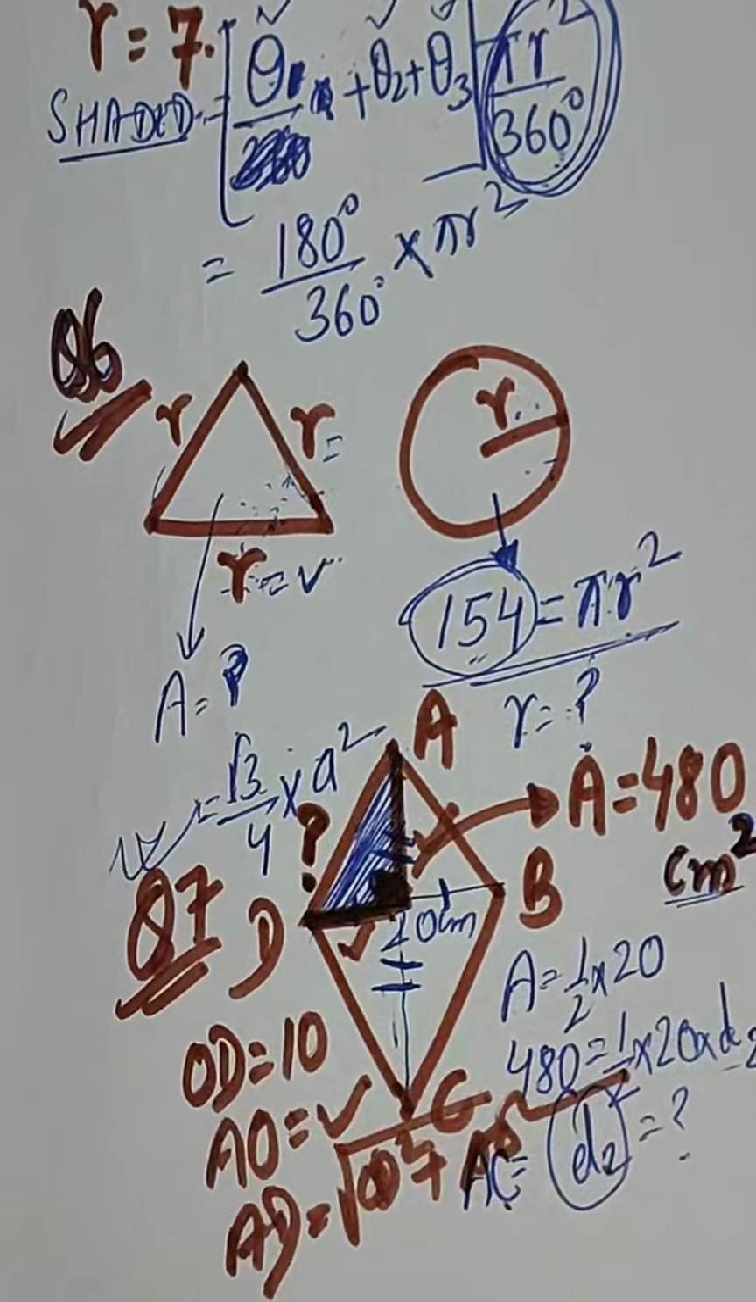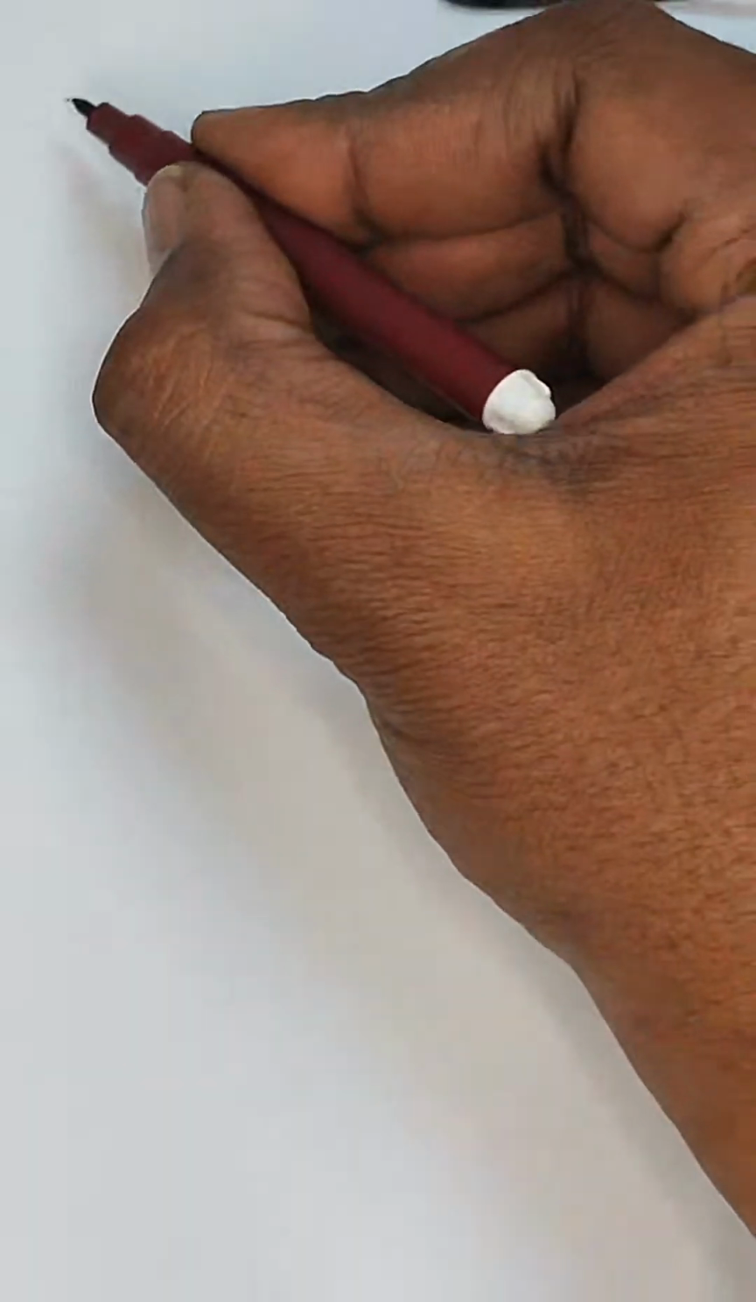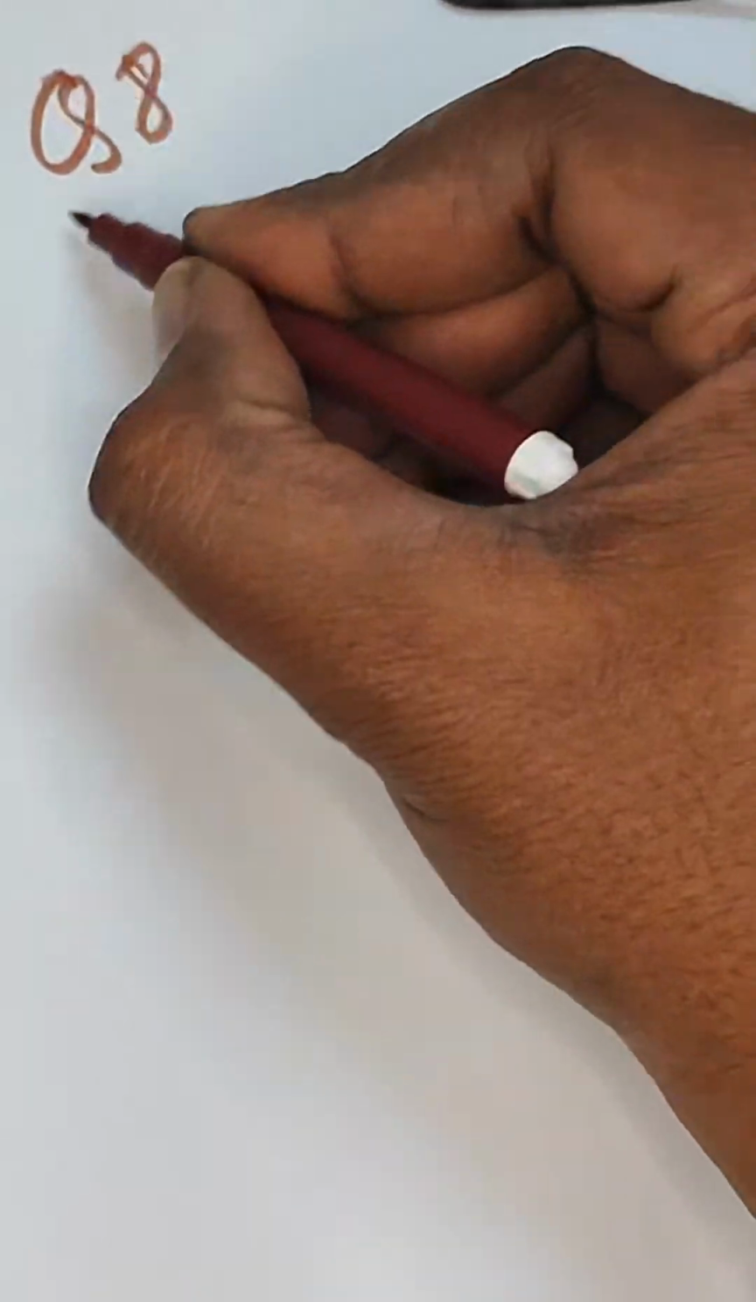Question number 7 is already done. Let us quickly go to question number 8 for today. What is question number 8 for today? The question number 8 which can be taken for today is: in the given figure, semicircles APB and AQO, if the perimeter of the figure is 40 cm, find the area of the shaded region.